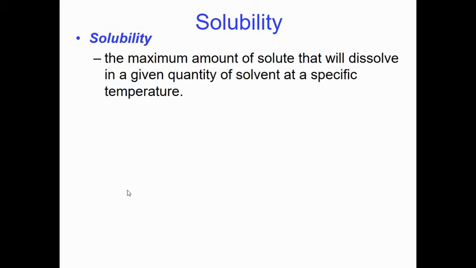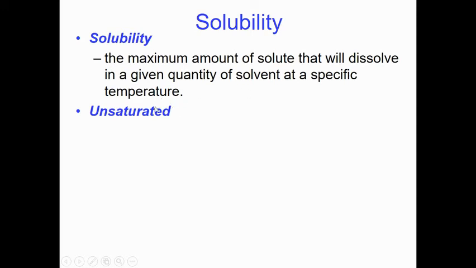Okay, so what does that mean? How much salt can I dissolve in 100 milliliters of water at 100 degrees? Because at 100 degrees, I can dissolve a certain amount of salt in 100 mils of water. But if I warm it up, I can put more salt in there. So the solubility is that maximum amount of solute that will dissolve at a given quantity of solvent at a specific temperature.